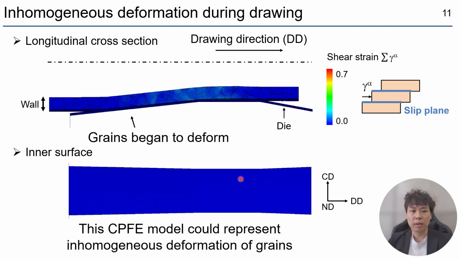Down here, you can see grain deformation on the inner surface. When the tube first contacted the die, the shear strain started to increase. As the tube passed through the die, the shear strain kept increasing, and it became different from grain to grain. So we confirmed this CPFEM model could reproduce the inhomogeneous deformation in hollow sinking.